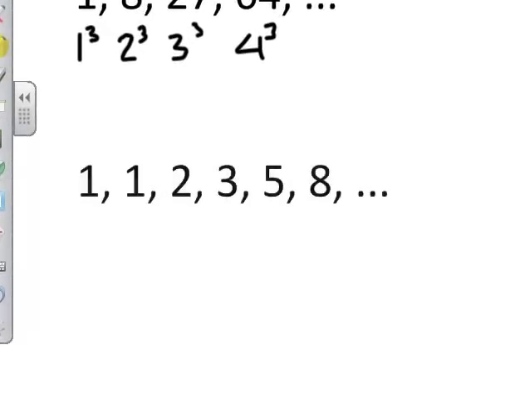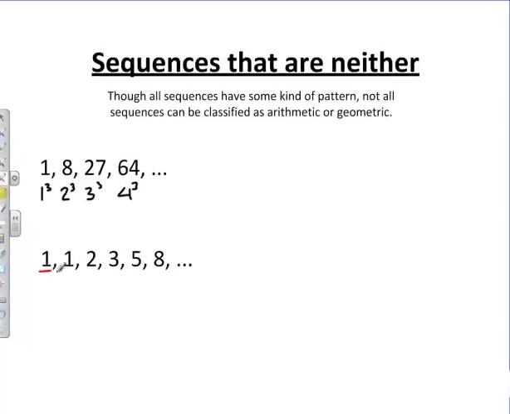Another one that you've seen, we talked about it on that handout, it's the Fibonacci sequence. Here you're adding something every time, but you're always adding the last two terms together. So 1 plus 1 is 2, and then 1 plus 2 is 3, and then 2 plus 3 is 5, and then 3 plus 5 is 8. Not arithmetic, not geometric, but it does follow a pattern. So these are both sequences that we would classify as neither arithmetic nor geometric.